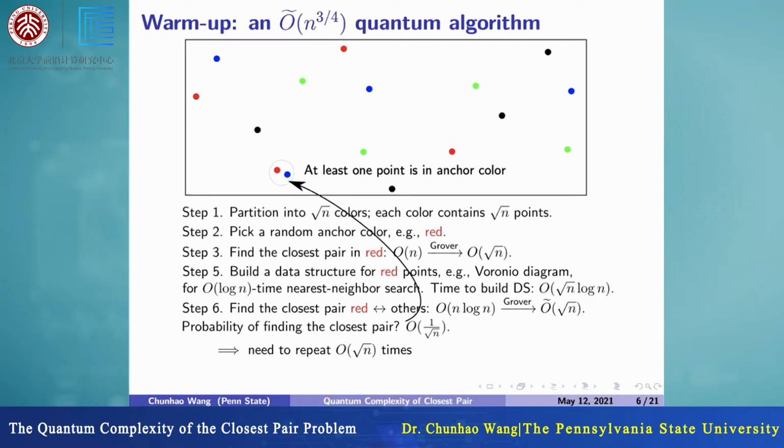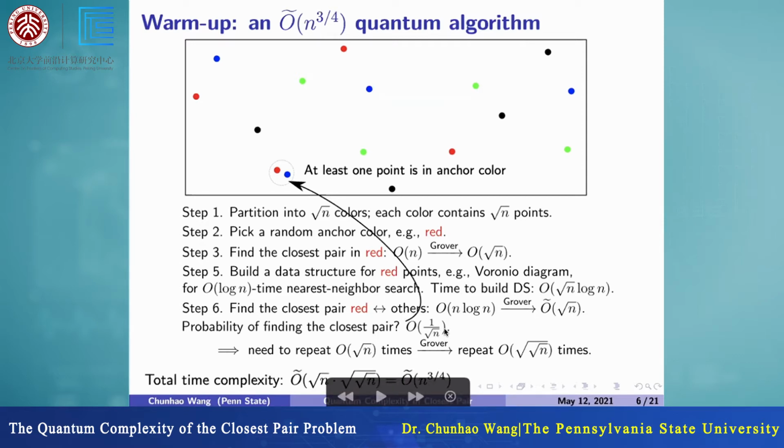But we can use a variant of Grover search, which is called amplitude amplification, to reduce the square root n repetitions to like n to the 1/4 time. So it's not repeating, you just need n to the 1/4 time to achieve this. Okay. So the total time complexity is this.